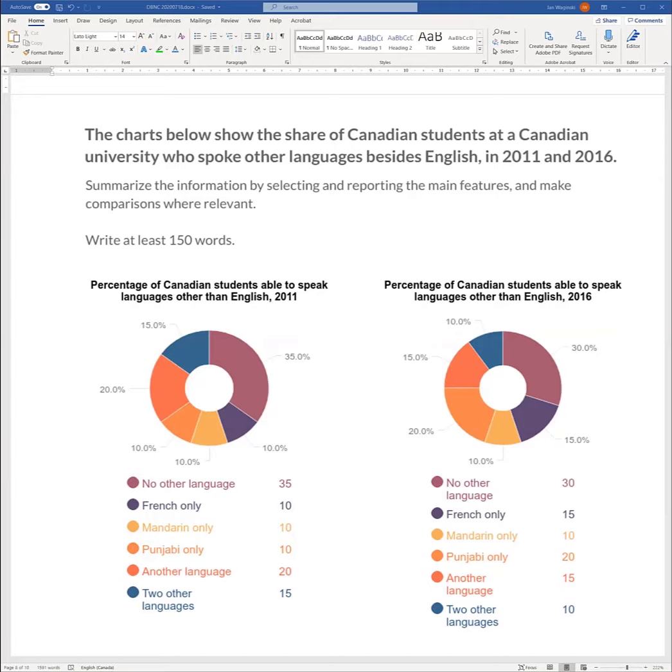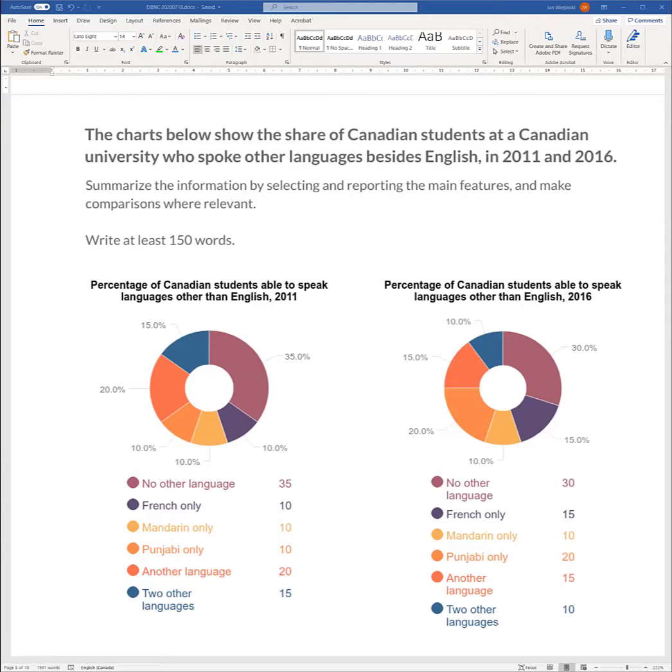Maybe Mandarin only, it's doubled in 2016. It's remained the same, 10 to 10. Mandarin stayed the same. Sorry, Punjabi only went from 10 to 20. No other language decreased over the given period, and the other languages increased. I think one language decreased, four increased, and one remained the same. For me, if I take the two years together, no other language decreased, even though it accounted for the highest share in both years.